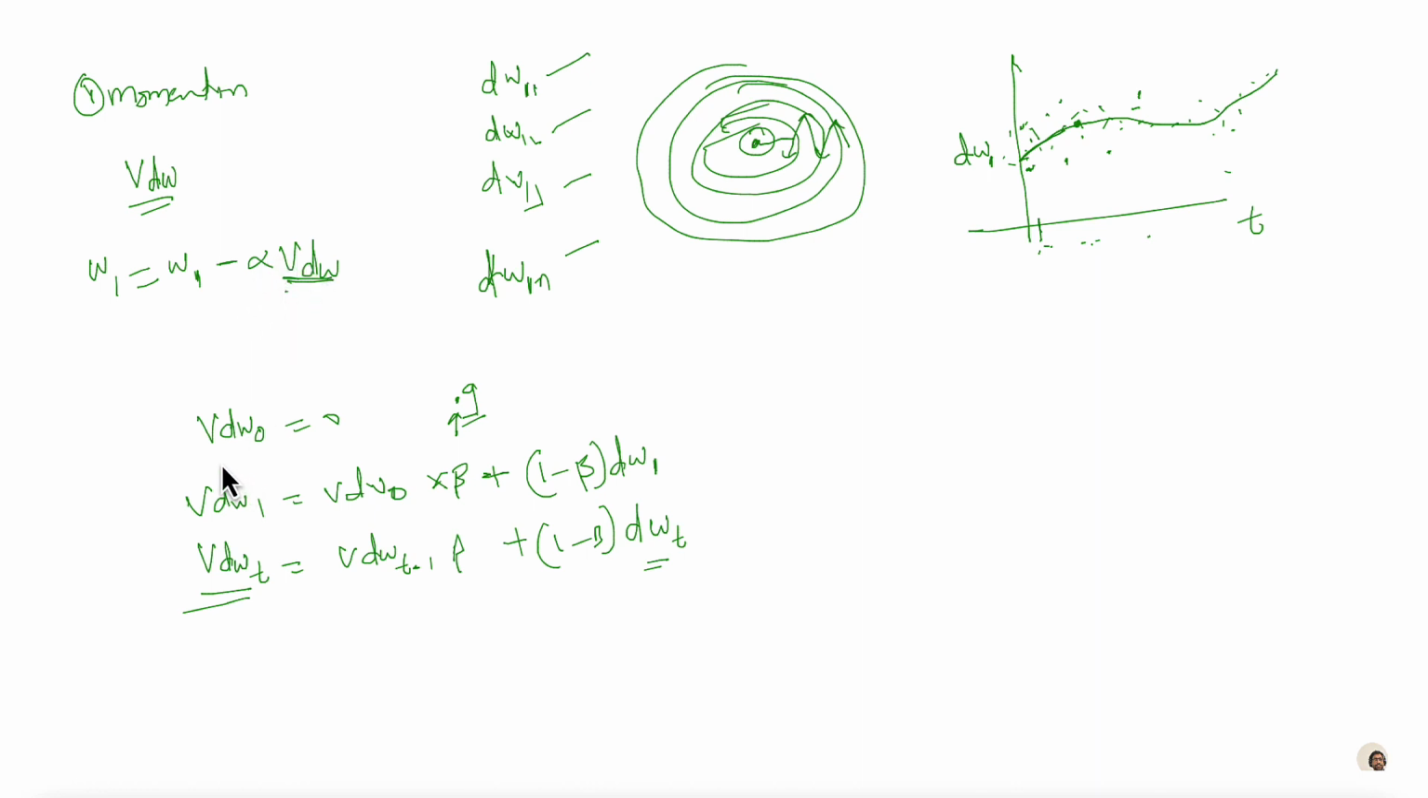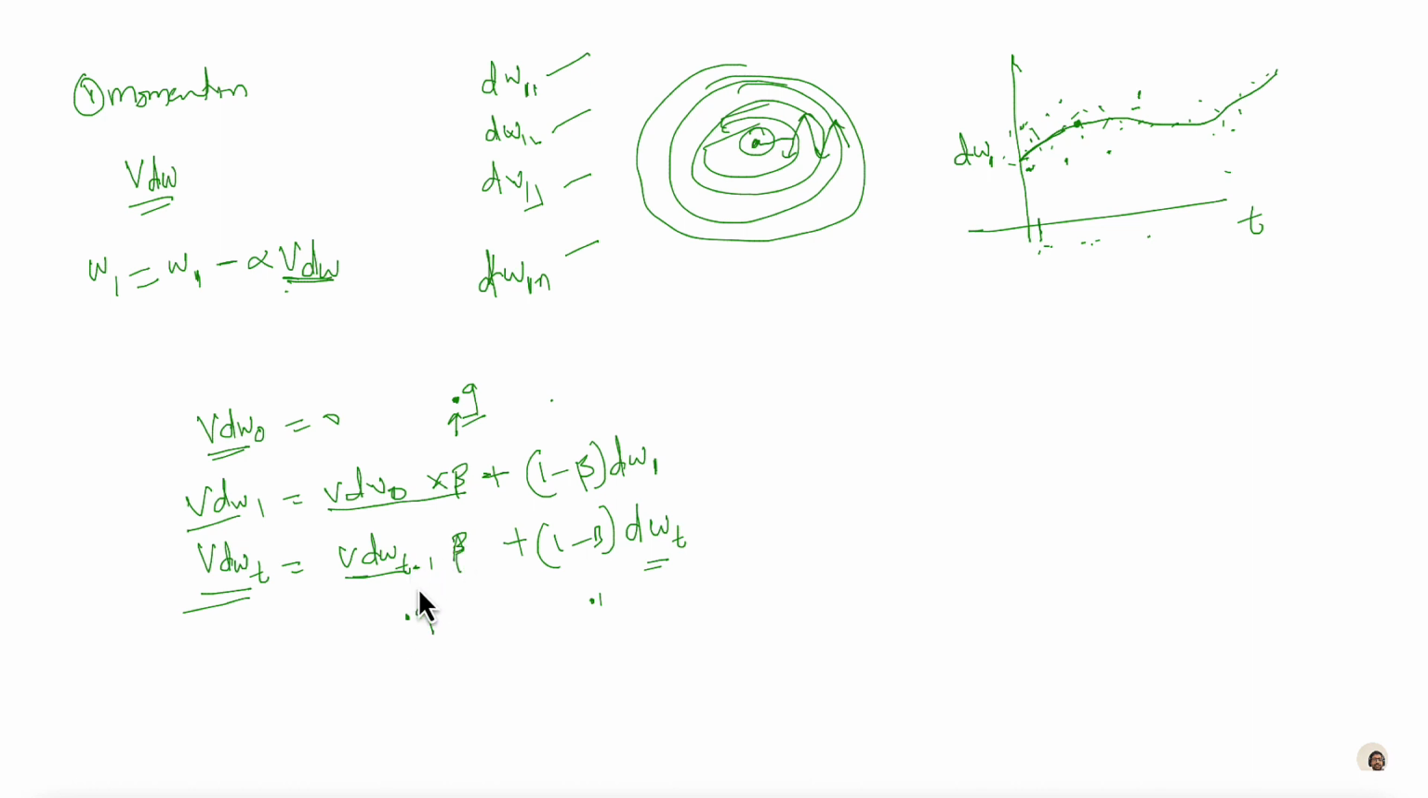So what is vdw? vdw at the initial point is 0, and at this point what you're saying is that I'm weighing my previous values by 0.9 times, and then my current value by 1 minus beta times, let's say 0.1 times. As you continue to do this, at a point t, you have vdw(t minus 1), whatever the previous value was, times beta, plus 1 minus beta times dw1, which means the current value we are weighing 0.1 times, whereas the previous values we are weighing about 0.9 times.